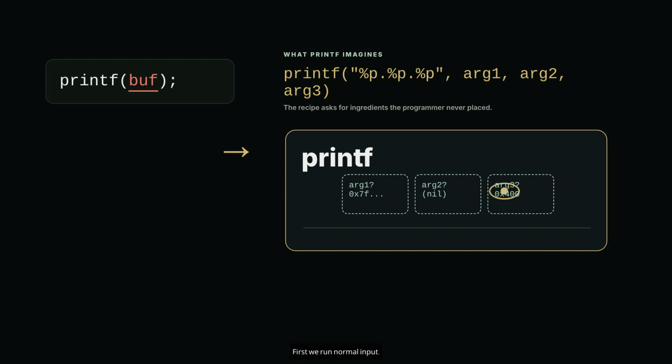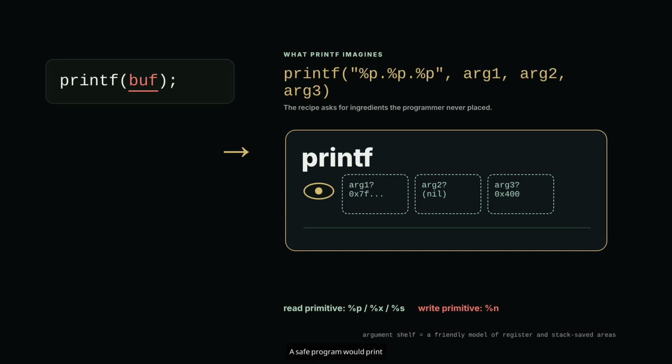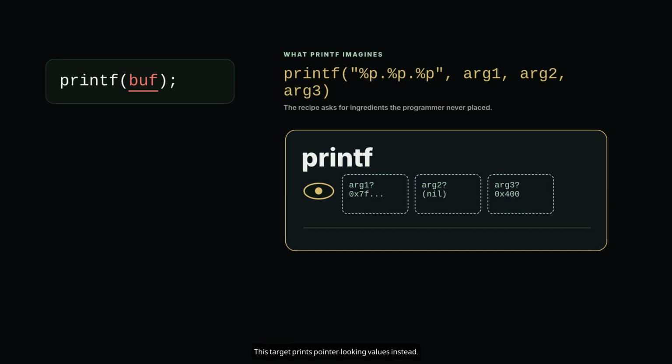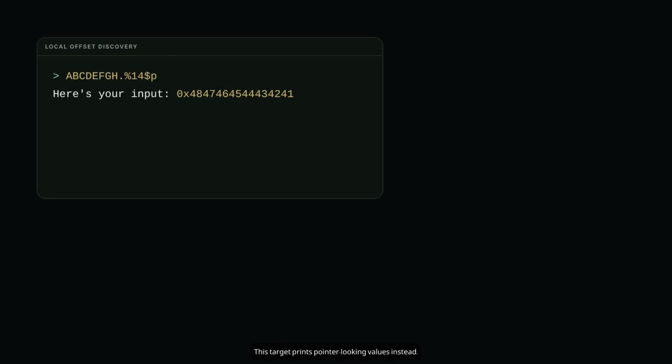First we run normal input. Hello prints as hello, and sus stays unchanged. Then we probe with %p, %p, %p, %p, %p. A safe program would print those % signs literally. This target prints pointer-looking values instead. That confirms a format string vulnerability.